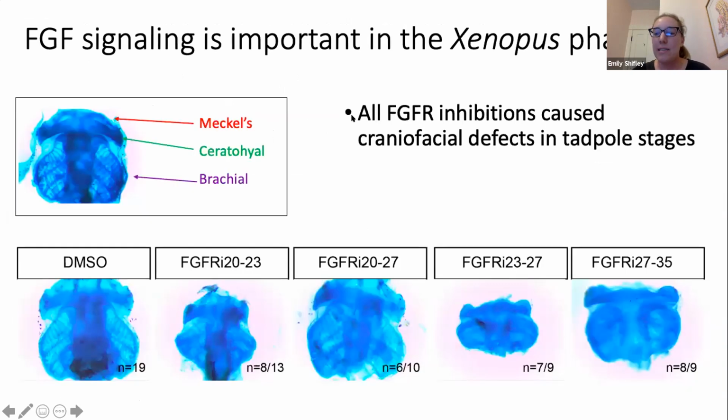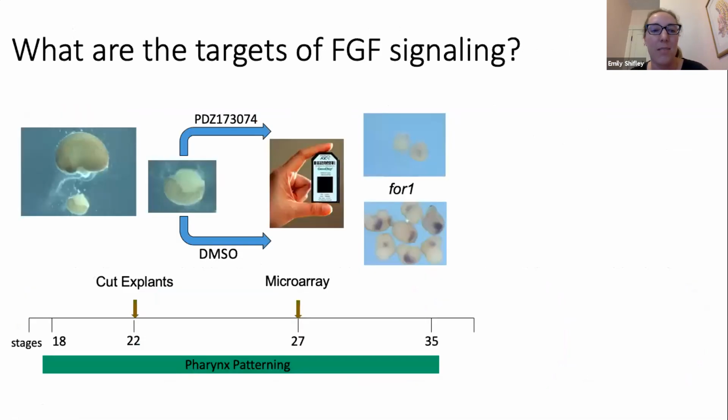And then we let some of the tadpoles grow to a later stage when they've formed their craniofacial cartilage. These are 3 different cartilages in the head that are formed by some of those neural crest cells that migrate into the pharynx and then help form these structures. And actually all the FGF inhibitions showed defects in this craniofacial cartilage, sometimes kind of subtle, or pretty severe, really small heads or completely missing some of the cartilage. So that was nice just to verify that FGF signaling is important for pharyngeal development.